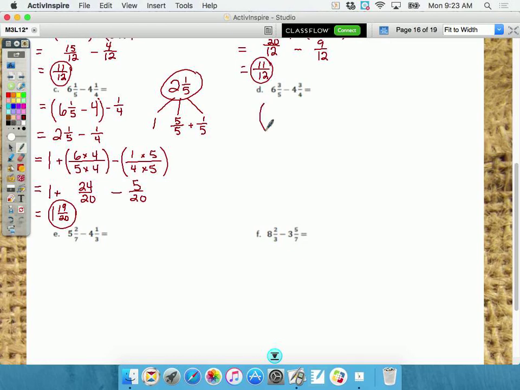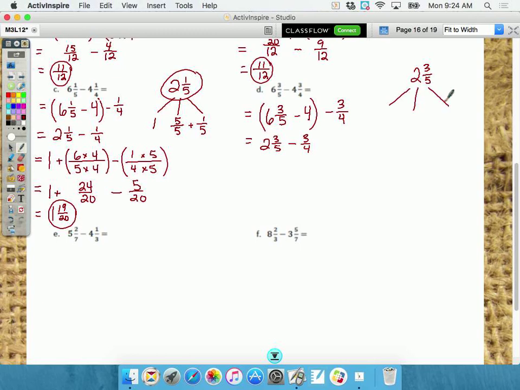Okay, let's use the same strategy on D. 6 3/5 minus 4, and take 3/4 out of the parentheses. Okay, what is 6 minus 4? 2. So 2 3/5 minus 3/4. And I notice that my second fraction is larger. So in order to subtract, I have to borrow 1 from the whole number. So let's do that little number bond that we just did, but do it with 2 3/5.